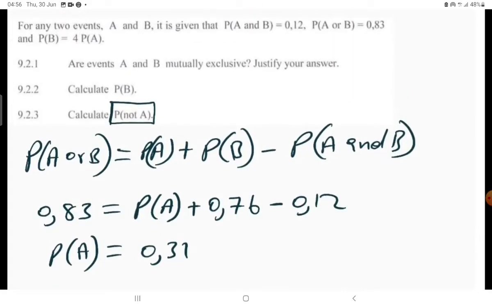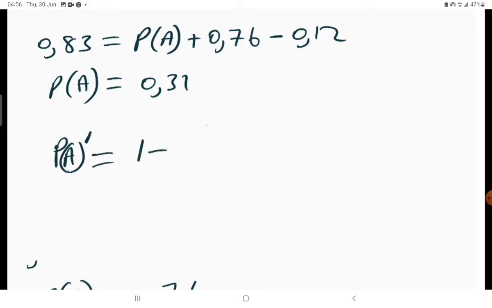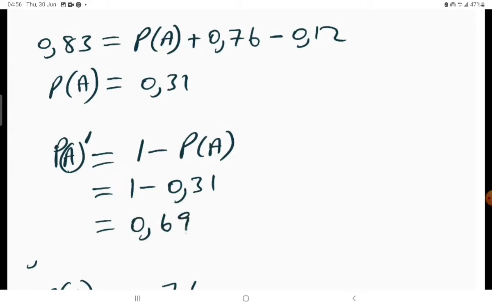Probability of not A, which is probability of A complement, is equal to 1 minus probability of A. So probability of not A is 1 minus probability of A, which is 0.31. So the answer is 1 minus 0.31, which is 0.69. So this is probability of not A in this case.